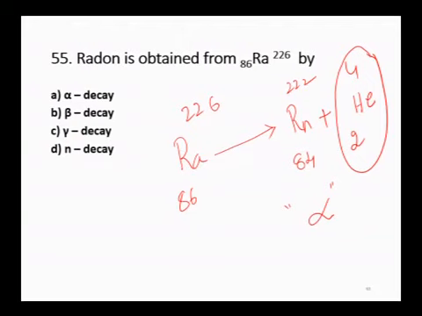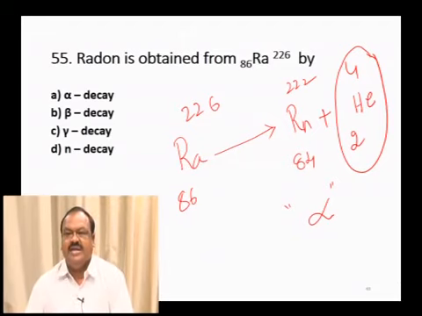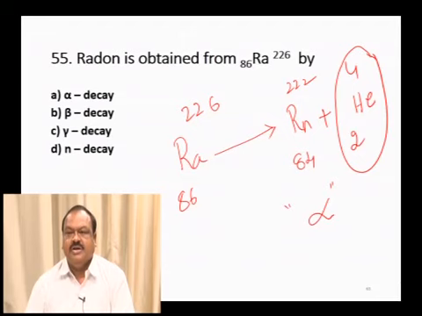This radioactivity property is a special type of property, as you studied. The radioactive elements were discovered by Madame Curie. She got the Nobel Prize for this achievement. So the suitable answer is A, alpha decay, which resembles the helium atom. It possesses mass 4 and charge 2.